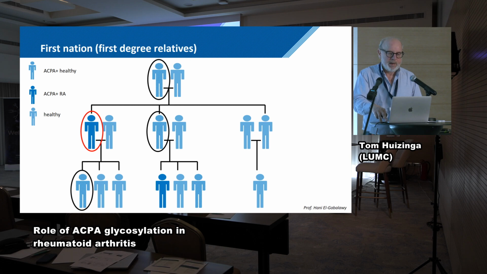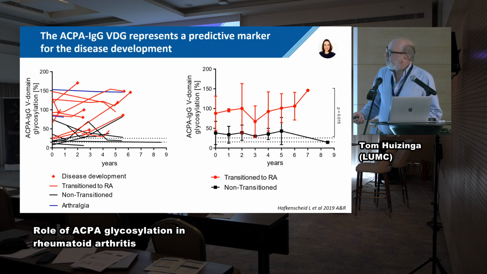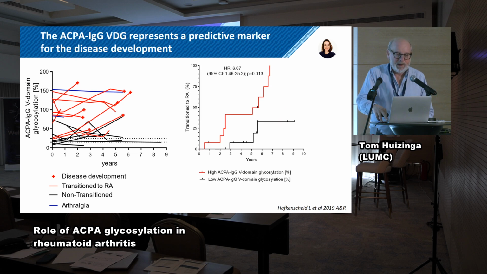So that you can see here. If you look at the patients over time, you have patients who do not transition to RA over time, so you can see that it is over here. You have patients who transition to RA over time, you can see it is here. And if you then look at the Fab-domain glycosylation of ACPAs, you can see that this is higher than this. If you make the slide a little bit different, you can see it over here.